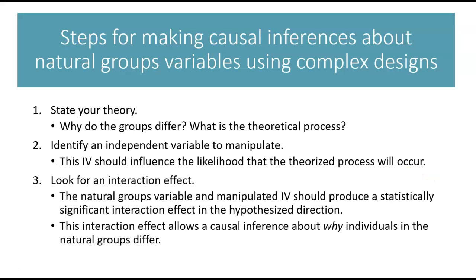Then you're going to look for an interaction effect, and you want to know, do these sex differences hold up when we're comparing different kinds of spatial skills tests? For the natural groups variable, you're going to look for a main effect, but you're also going to look for an interaction effect with the manipulated variable. In this case, if you've got a significant interaction effect and it's in the direction that you predicted, you need to look then at your main effects and come up with an explanation for why the groups differ in the particular way that they do.